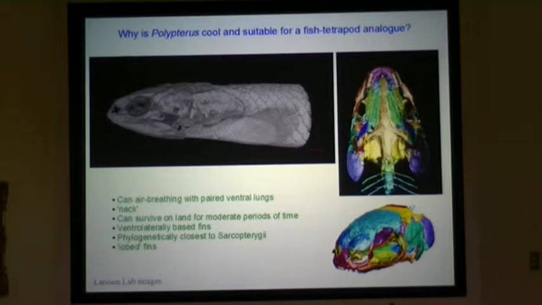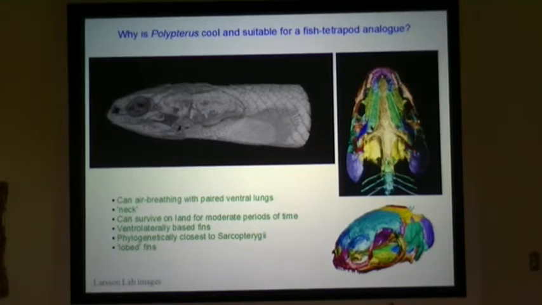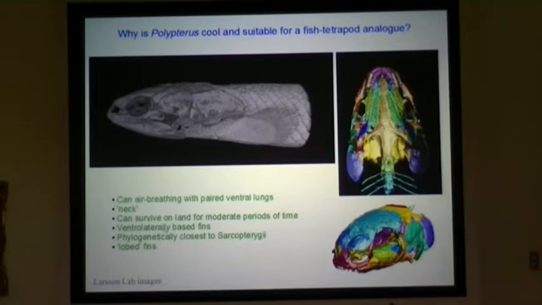Their head anatomy, I'm not going to talk about today, but what we're discovering is that their heads are even more exciting. They actually have a neck. They can bend their heads up and down, which no fish can do, except for polypterids and lungfish and us, tetrapods. They have lungs, paraventral lungs, so they can breathe fully in the air. They can actually suck air through their spiracles and breathe, 80% of their gas exchange is actually through their lungs. They have these ventrolaterally based fins, and it turns out that they can survive on land for some period of time.